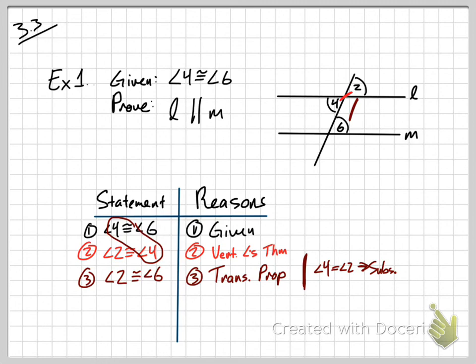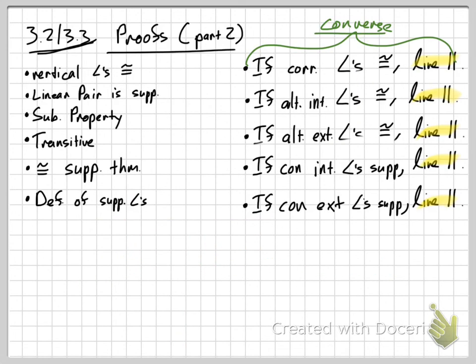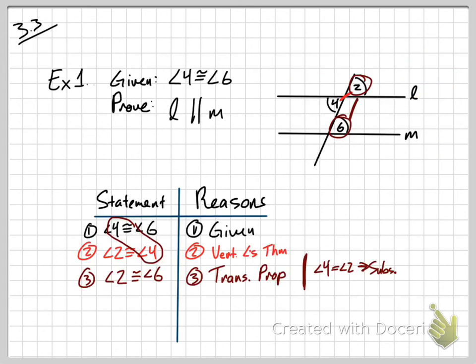Now what we have done is we have proved that angle 6 and angle 2 are congruent. And if we go back to our previous slide, if corresponding angles are congruent, then our lines are parallel. So we have now found our guilty verdict. We know that L is parallel to M because of the converse of the corresponding angles postulate.